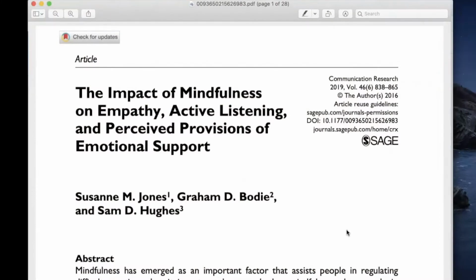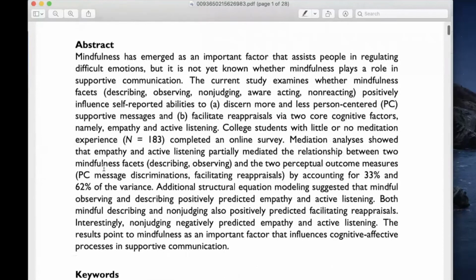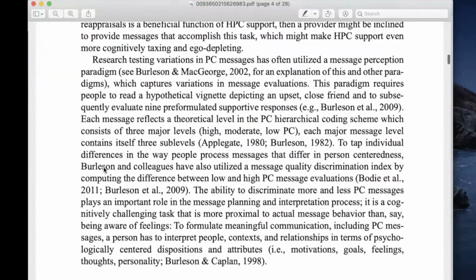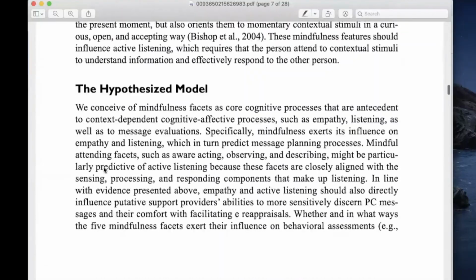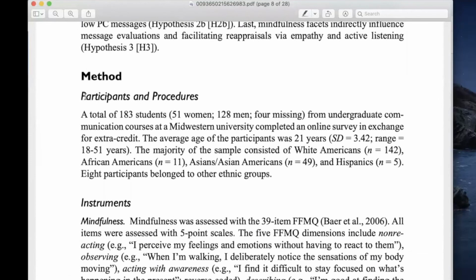Okay, so we have this paper called The Impact of Mindfulness on Empathy, Active Listening, and Perceived Provisions of Emotional Support. This was published in Communication Research in 2019. It was published by these authors, and you'll see that it basically follows the APA manuscript. So we have the abstract, then we go into the introduction, and the introduction builds the case for why we need to conduct this study, defines any key terms, and then lists the hypotheses if there are any.